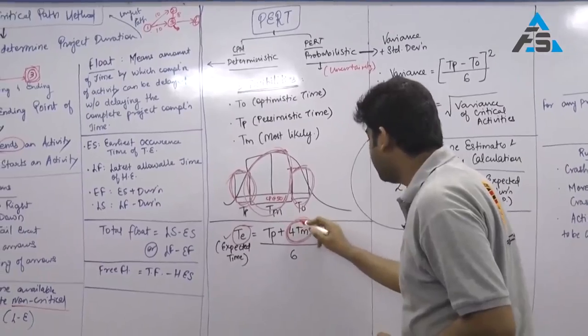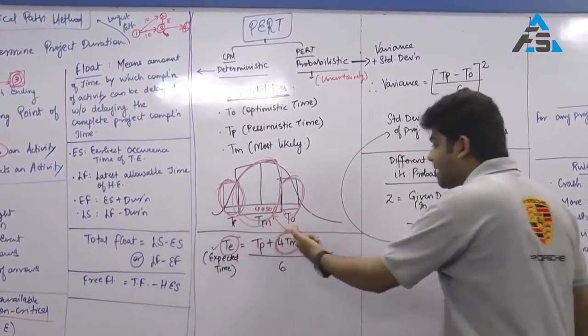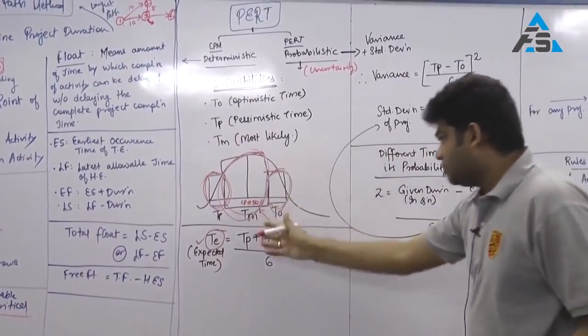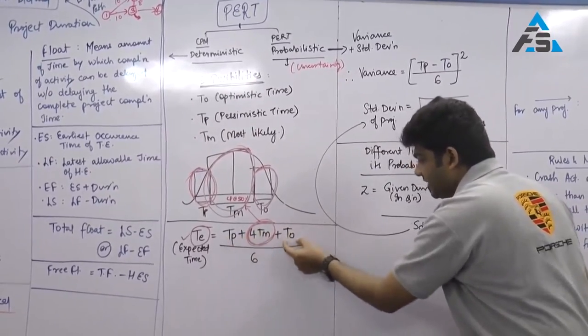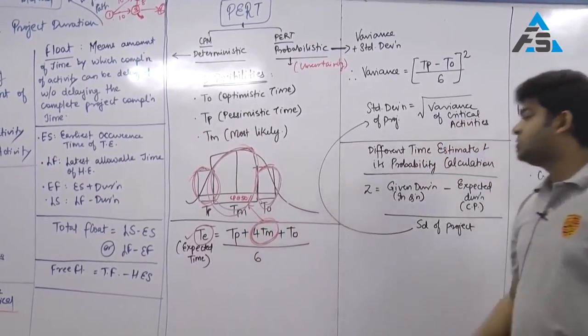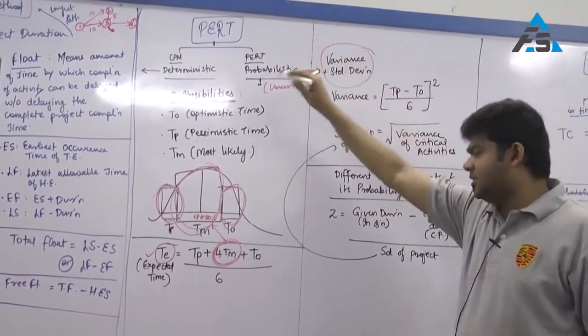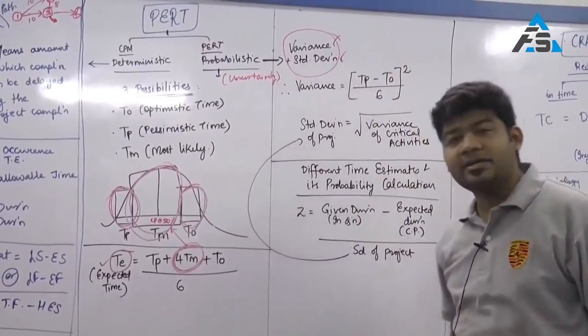Chances of TM are much higher as compared to TP and TO as per this normal distribution table. So that is the reason this has a weight of 4, this has a weight of 1, this has a weight of 1, and therefore the total works out to 6. Now obviously, since there are probabilities involved, there will be variance and standard deviation.